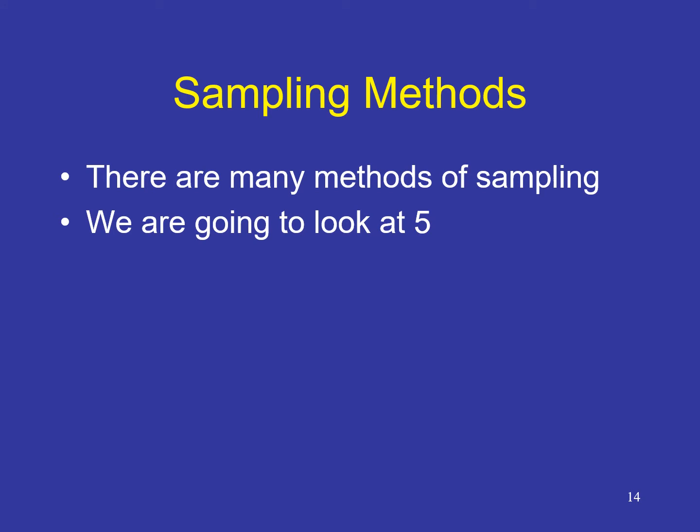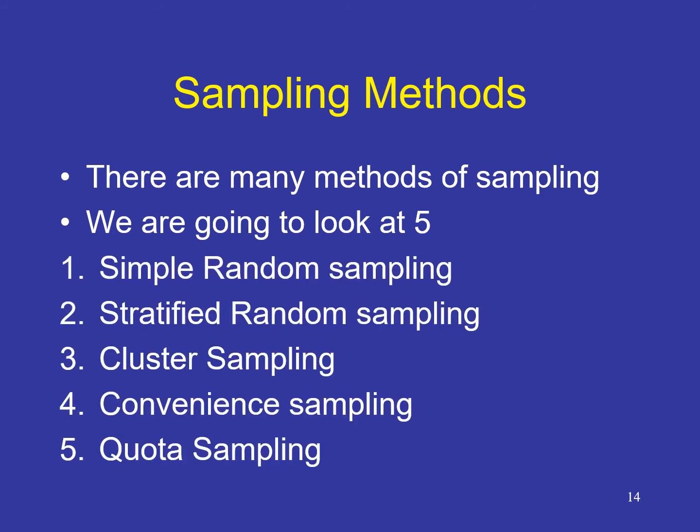Now there are many methods of sampling. We're going to look at 5. These are simple random sampling, stratified random sampling, cluster sampling, convenience sampling, and quota sampling. First, let's look at simple random sampling.